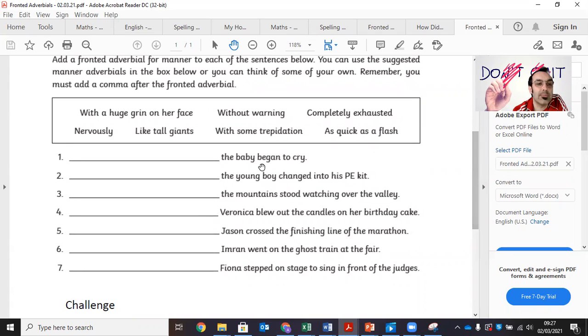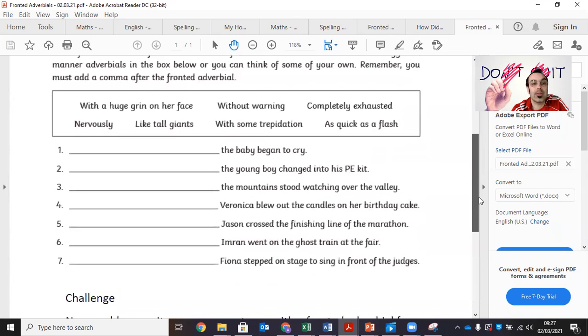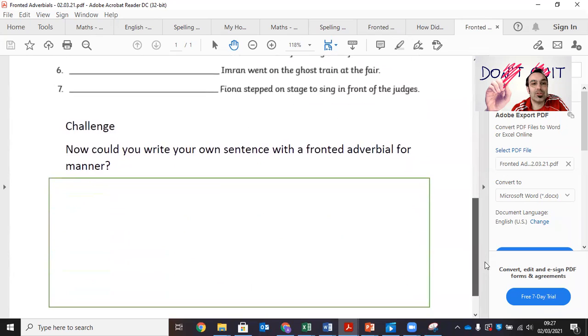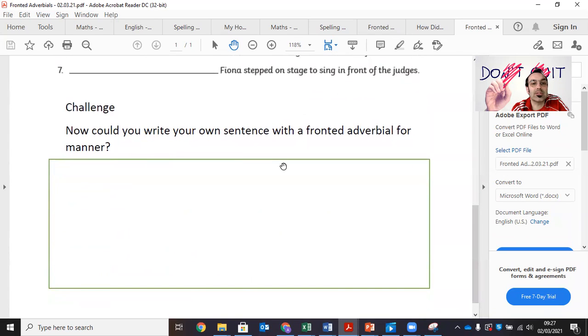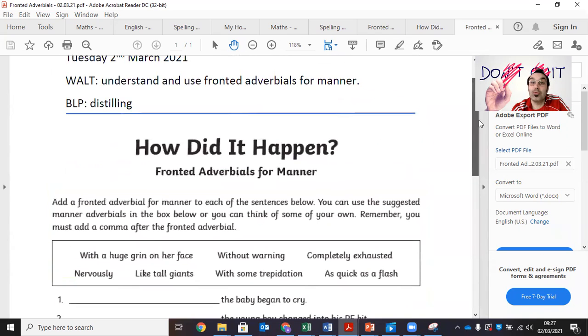So the first one is, the baby began to cry. Which one there makes sense if you insert it into the sentence? Remember also what you need at the end of your fronted adverbial. Yes, a comma. And I popped a challenge on the end. Now you can write your own sentence with a fronted adverbial for manner. So blow my socks off, boys and girls, with a fantastic sentence in there. And you will earn yourself some dojo points.